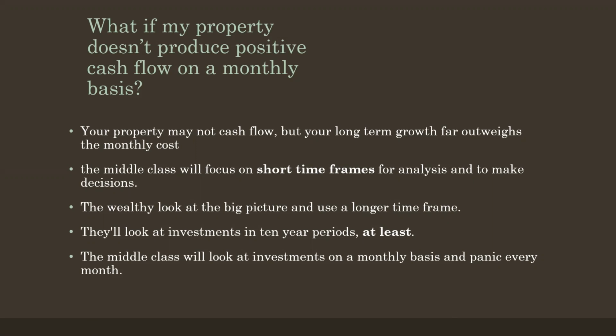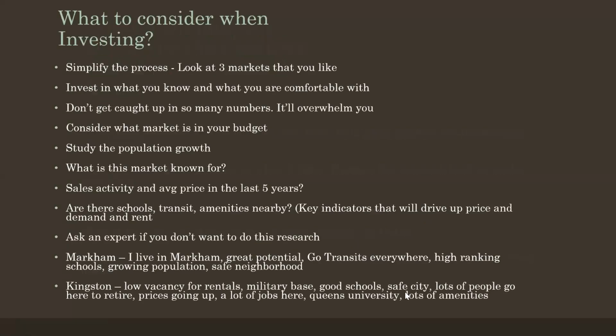Now, the information in this slide I got from another real estate website called Real Estate Renegades, and they're affiliated with Real Estate Rockstars. They're a really, really good company that helps people find good investment properties in Ontario. And this is what they said on their website: the middle class will focus on short time frames for analysis and to make decisions. The wealthy look at the big picture and use a longer time frame. They'll look at investments in 10-year periods at least. The middle class will look at investments on a monthly basis and panic every day.